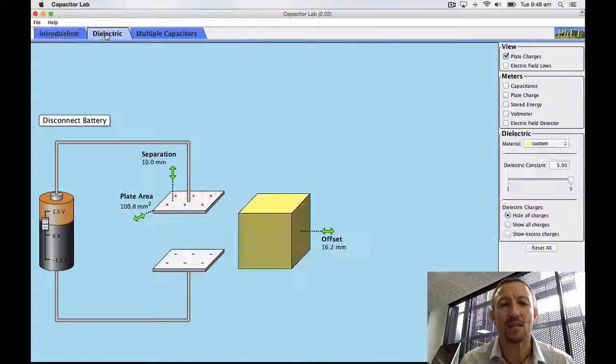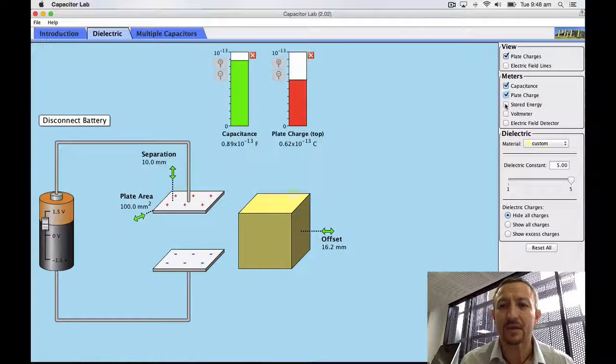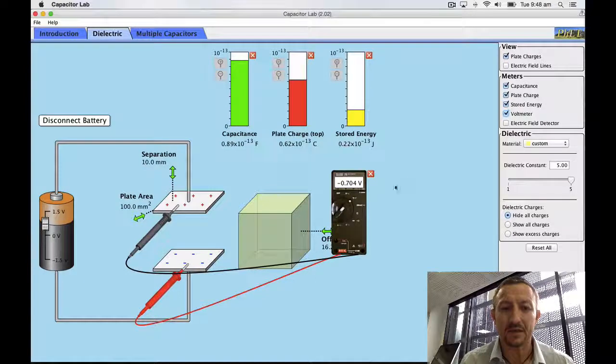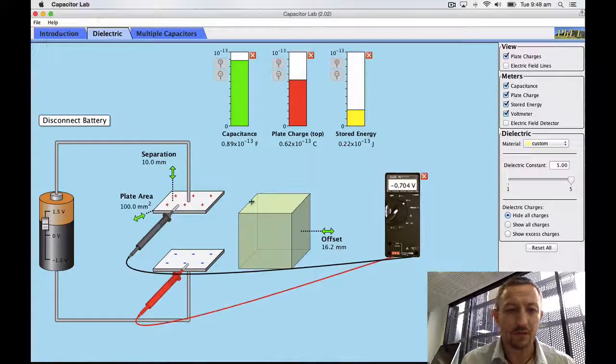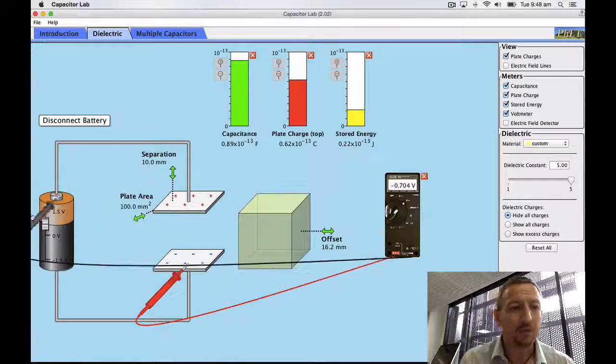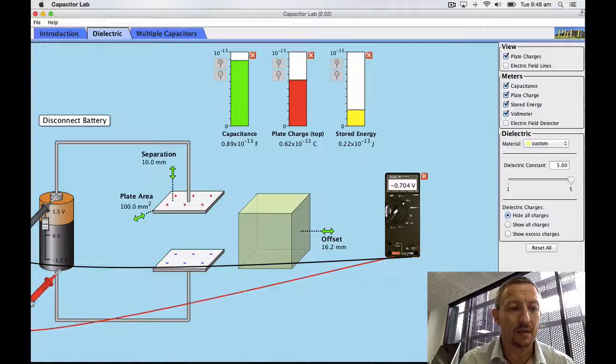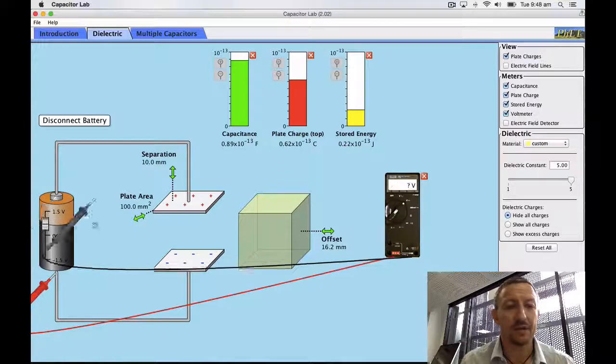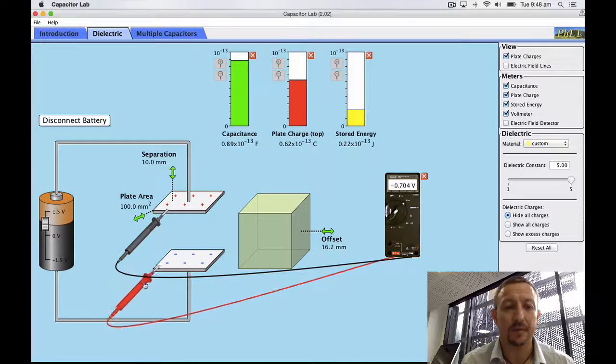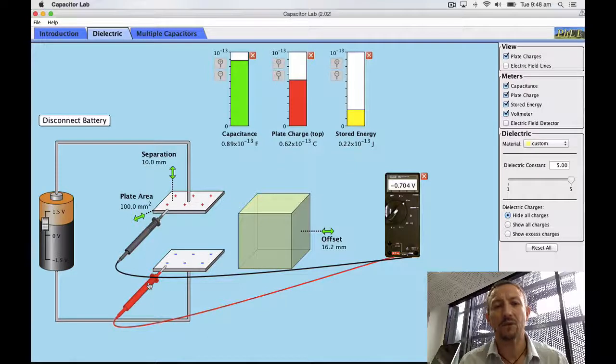So let's put one in and see what happens. Here I've got just a custom piece of insulator. Now what I'm going to do is load up my meters again so we can see what's going on. I'm going to put my voltmeter in here as well. Just move it to one side. Now we'll check our voltage. Our voltage is reading 0.7 across the battery, and we'll just check what it is across the plate. And we've got 0.7.